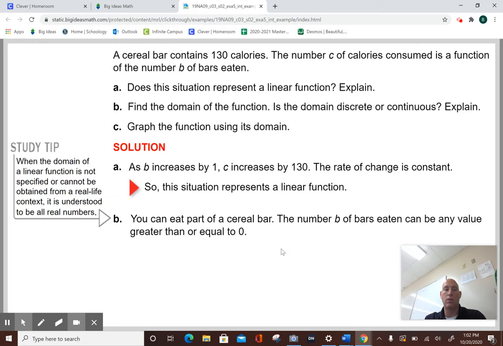So your domain is b greater than or equal to 0. Think about what that means. B stands for the number of bars eaten. You can't eat negative bars. You can eat 0 bars, you just leave it down. We eat no cereal bars. After that, you can take as small of a bite as you can imagine.